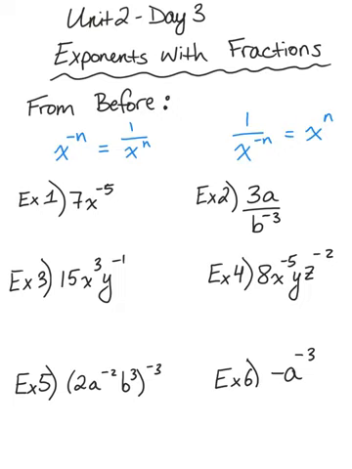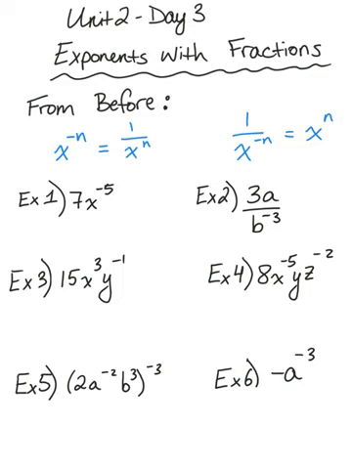This also works backwards. If you already have a fraction and your x has a negative exponent, the negative exponent is saying change the position. X should be on top, and that will make your exponent positive. So we're not changing the sign of x, we're changing the position of x. Let's take a look at example 1 and 2 here.